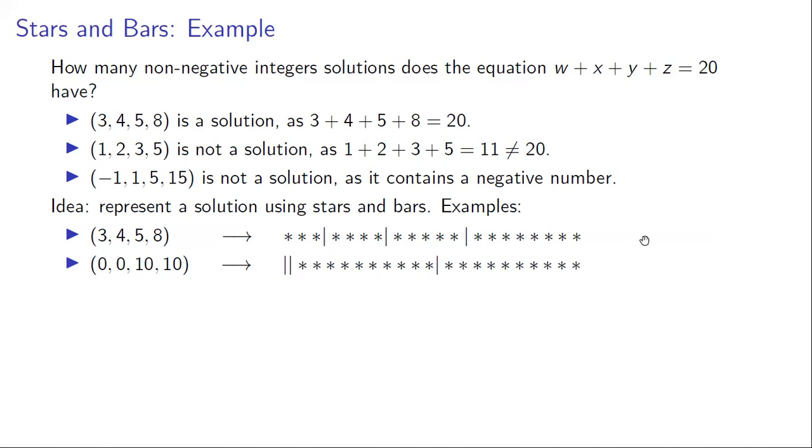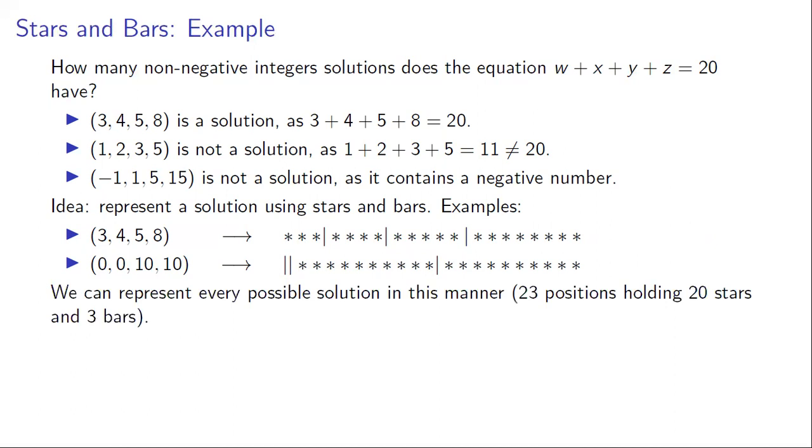Okay, so every possible solution to this equation can be represented using a stars and bars diagram like this. So the idea is that if we want to count how many solutions there are, we can simply count how many stars and bars diagrams we can make. We can represent every possible solution in this manner. So notice that there are going to be 23 positions in every stars and bars diagram for this example: 23 positions holding 20 stars and 3 bars. So 20 stars and 3 bars, and a total of 23 symbols, or positions to put down symbols.